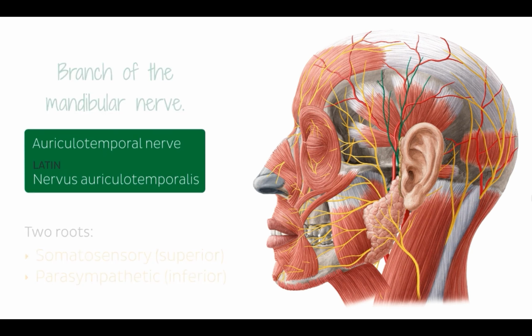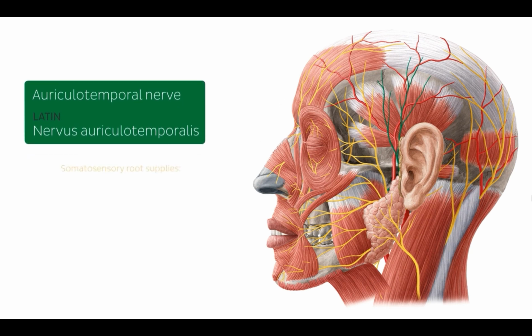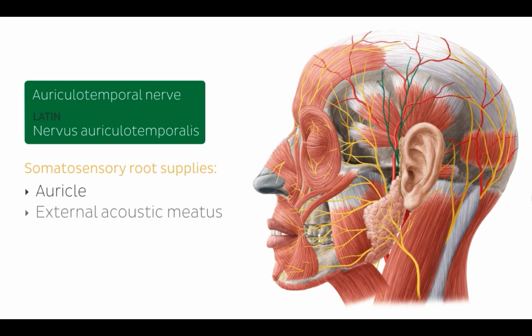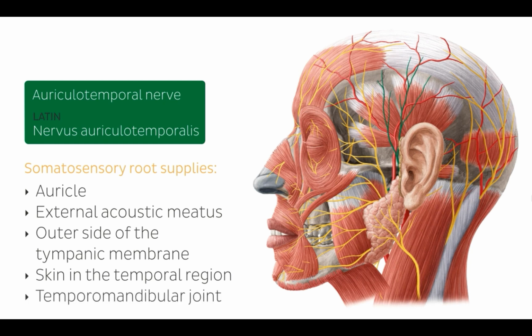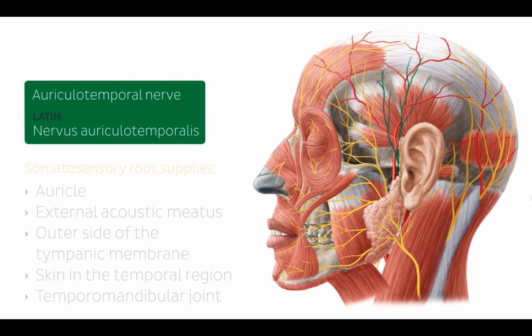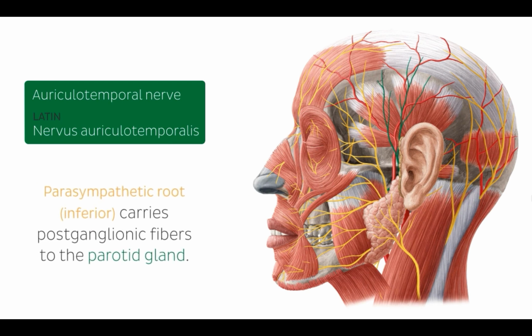Now what happens is that the somatosensory root will be supplying the auricle or the ear, the external acoustic meatus, the outer side of the tympanic membrane, the skin in the temporal region, and the temporomandibular joint. And the parasympathetic root, the inferior one, will be carrying postganglionic fibers to the parotid gland, which you can also see here, the parotid gland.